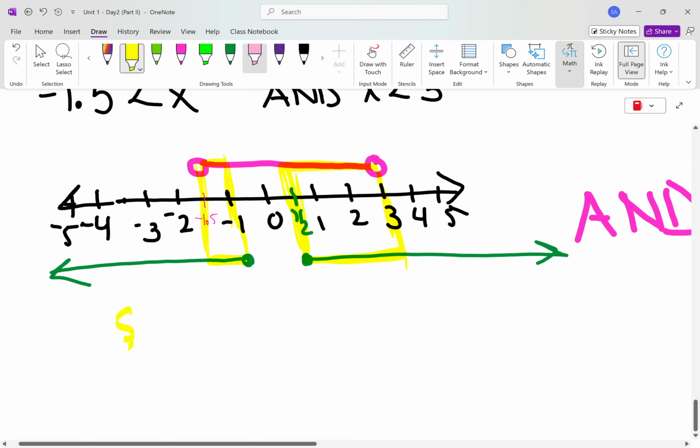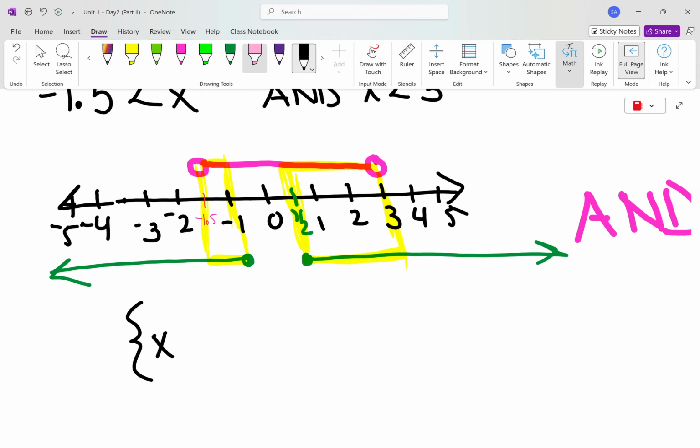So I'm going to talk about the two different places they overlap. So it's going to be x such that, I'm going to start off with the left one. So we start off at negative 1.5. So negative 1.5 is less than, not equal to, just less than, because the pink one is not included, is less than x, which is less than or equal to what number? Layla. Negative 1, perfect.